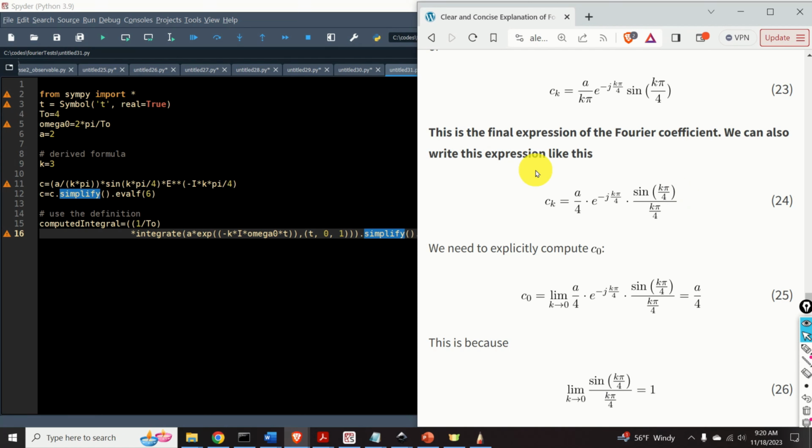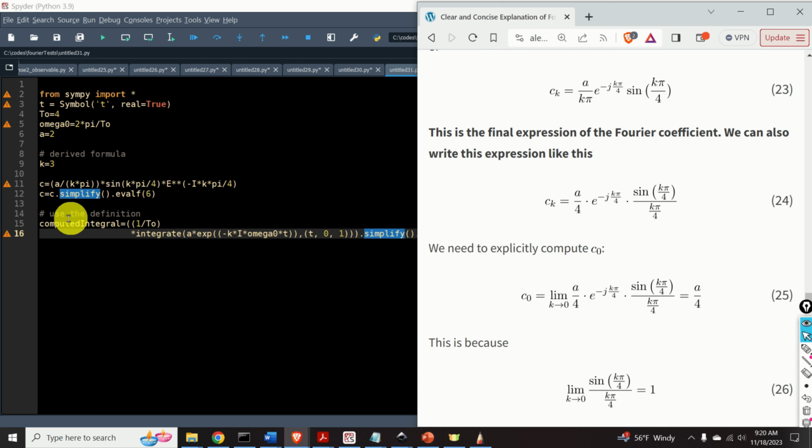Now let us verify this formula. To verify this formula, I actually wrote the Python script, and here it is. First, I import everything from the SymPy library, then I define my symbolic time, I define the fundamental period, the fundamental frequency, and the amplitude is equal to 2. Consequently, I'm just substituting A equal to 2 in order to better evaluate this formula. Okay, over here, I actually implemented this formula symbolically.